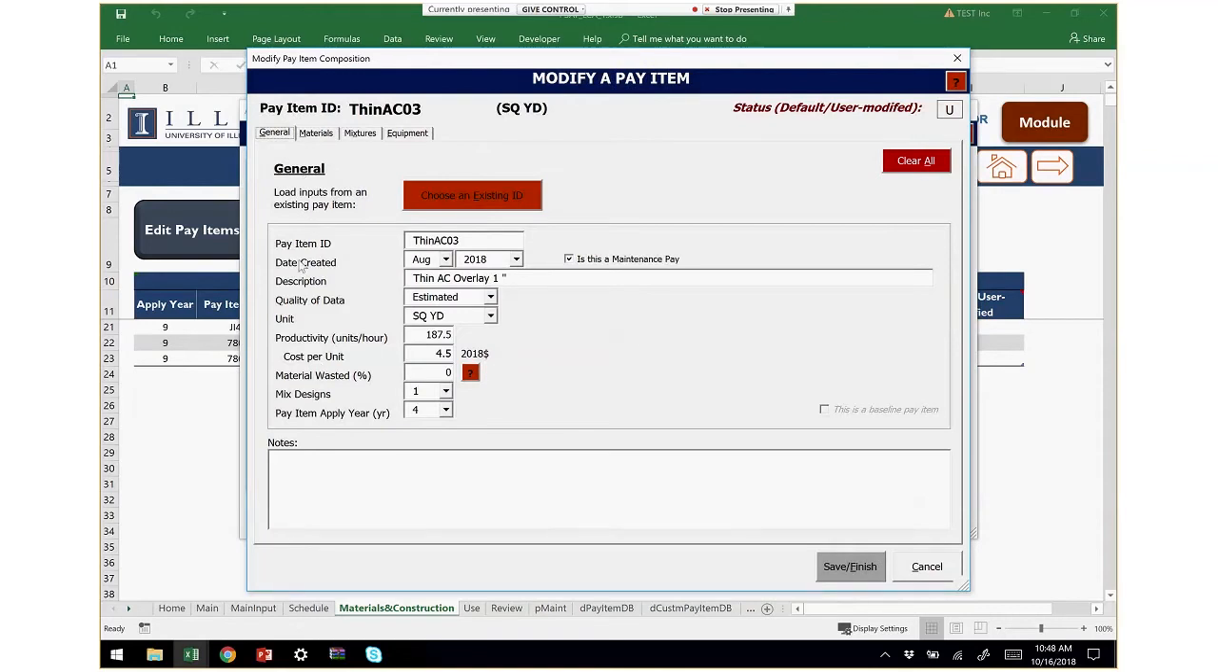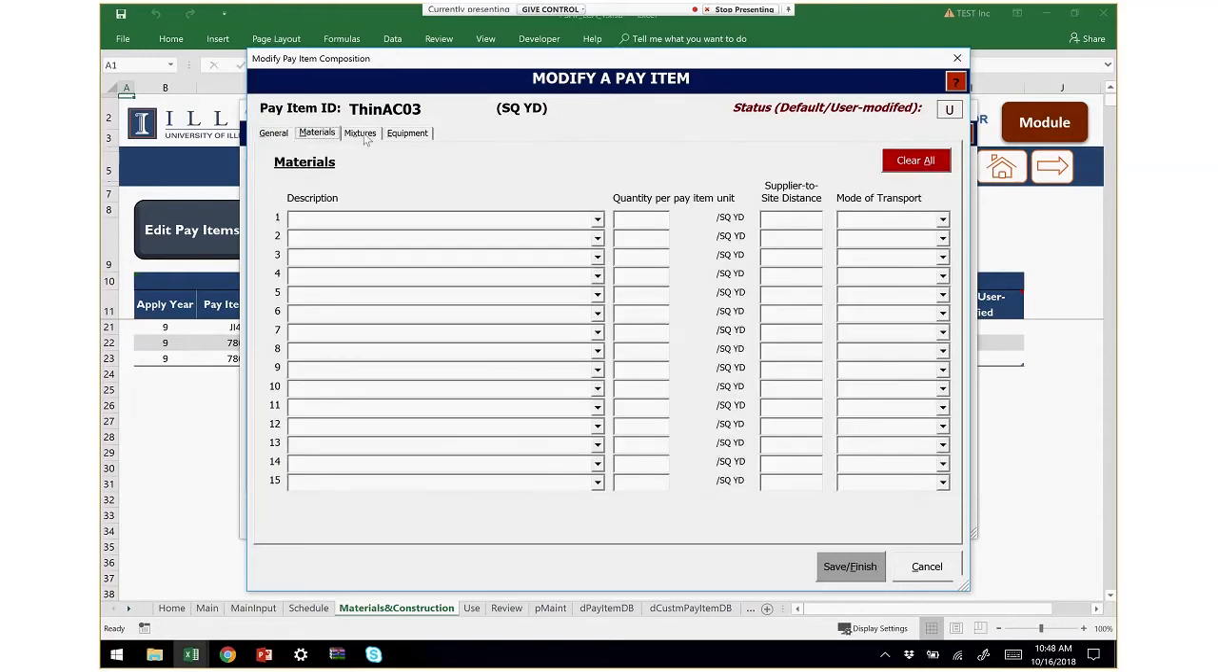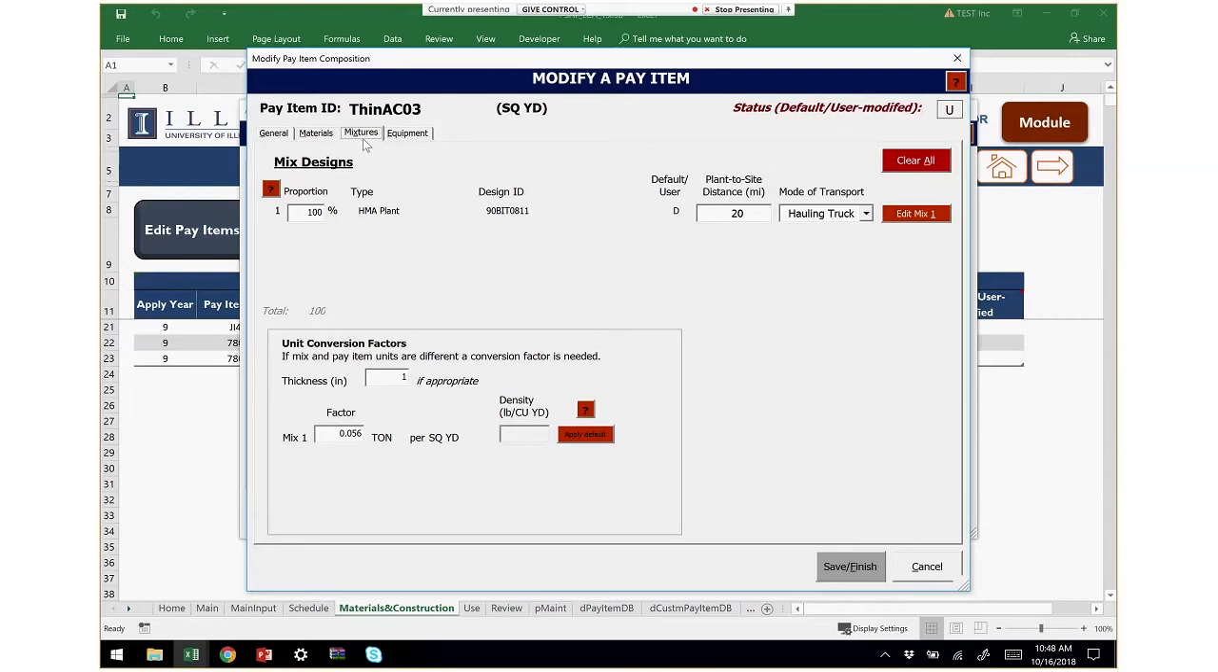And this pay item, you can see it's pretty detailed. We have some information about the pay item, what is the name, date created, unit of the pay item, square yard, productivity, cost, and some other information. But there is also other supplementary information that is needed for this pay item for characterization of the pay item, such as the mixture.